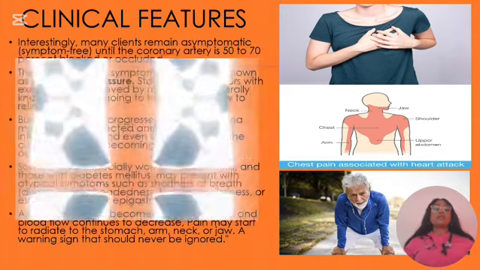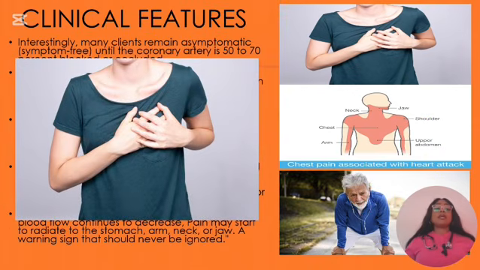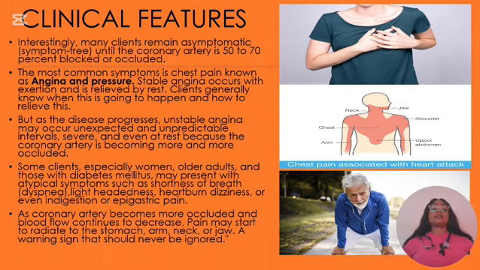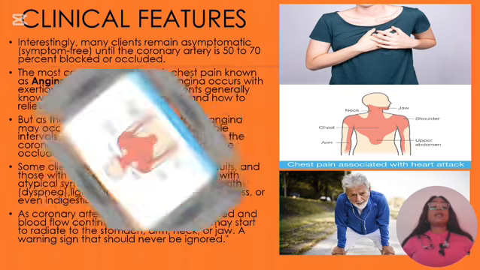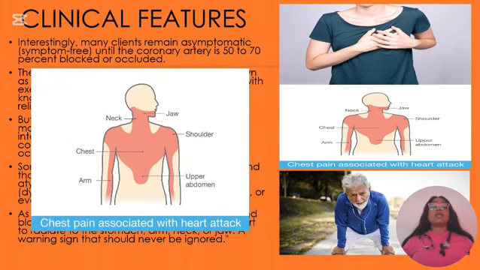What are the clinical features? Interestingly, many clients remain asymptomatic, that is symptom-free, until the coronary artery is 50 to 70% blocked or occluded. The most common symptom is chest pain, known as angina, and pressure. Stable angina occurs with exertion and is relieved by rest. Clients generally know when this is going to happen and how to relieve this.